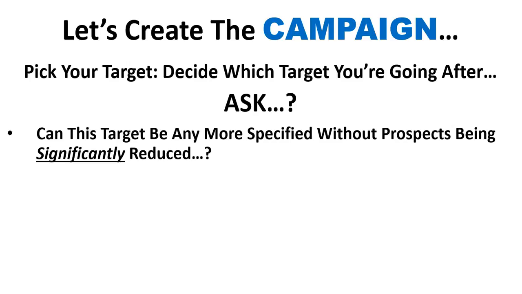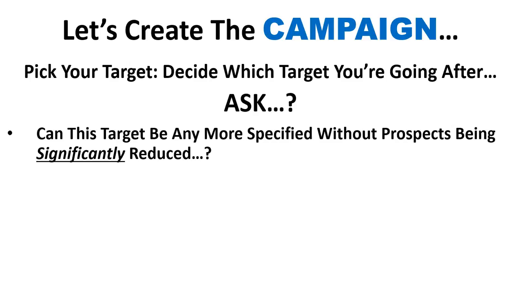All right, guys? And so basically that's what I want you to look at is your list. Can it be any more specified? But look at this key part here, okay? Without prospects being significantly reduced. So what do I mean by that? I don't want to double talk here. So without prospects being significantly reduced, let's say you have a really good target market right now. Let's say it's a list of 1,000 people, and maybe for some reason on that list of 1,000, you have, I don't know, if they have sports cars or not. So you're like, you know what, I just want the ones with sports cars.